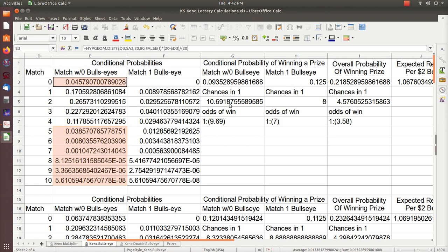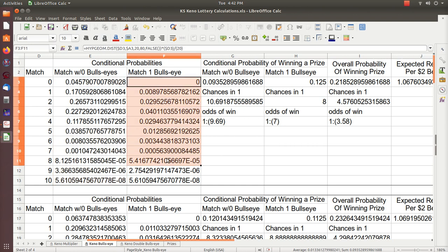Take the reciprocal. That's the chances in 1, which is 10.69. So roughly a little over every 10 games, you're going to win Keno Bullseye and not match the bullseye. Take the ratio of the probability of win divided by probability of losing, and you have the odds of 1 in 9.69 of winning Keno Bullseye and not matching the bullseye.